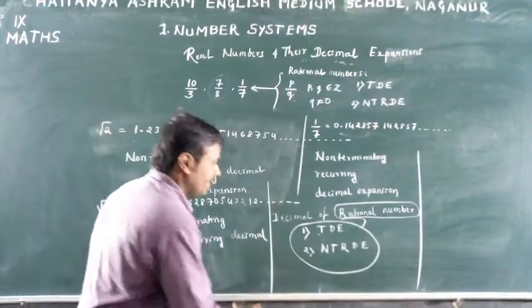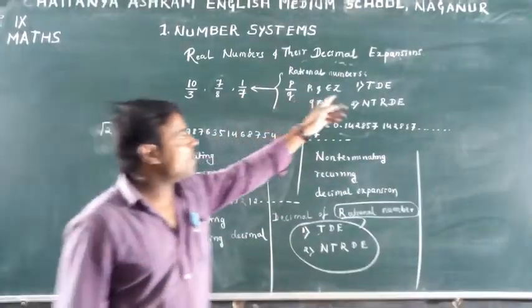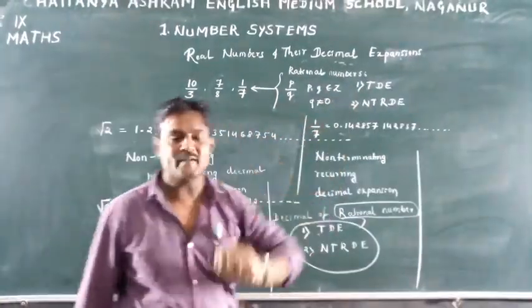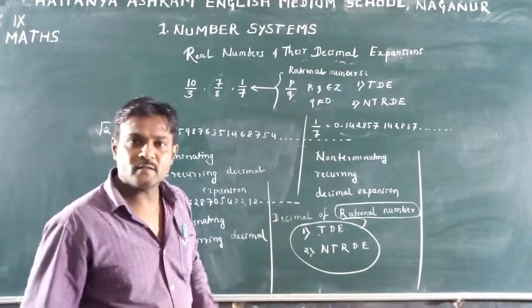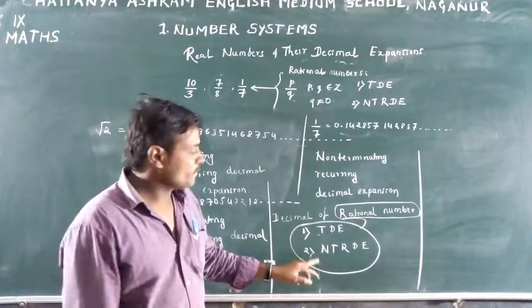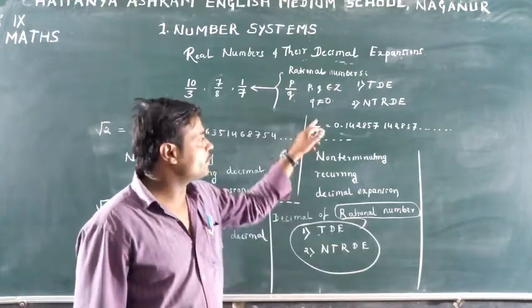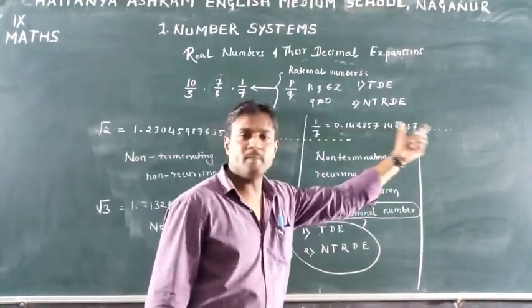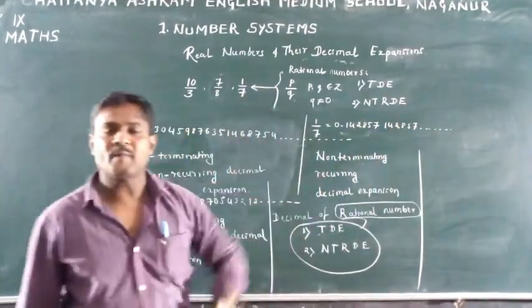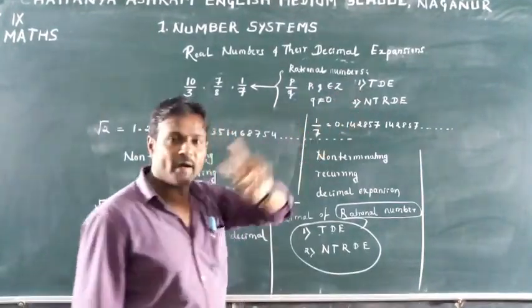And rational numbers have two kinds of decimal expansion: either terminating decimal expansion, where the division process ends, or non-terminating recurring decimal expansion, that is, the division process is not completed but digits start repeating. So the decimal expansion of a rational number is of only two kinds.